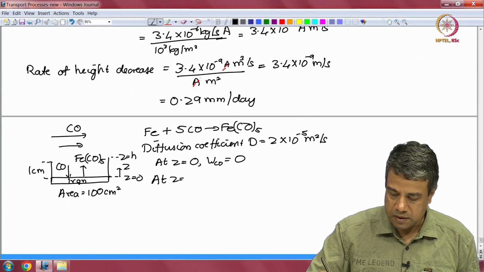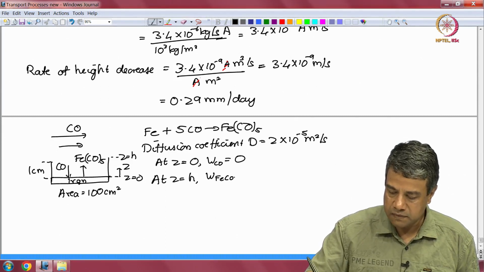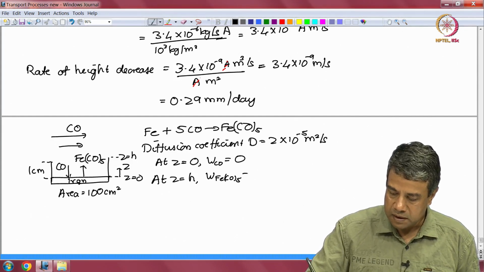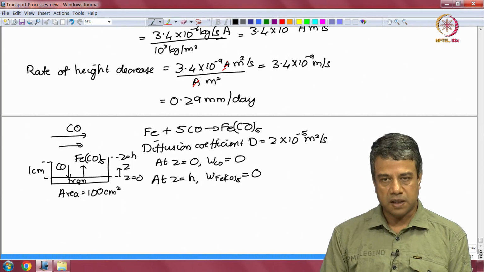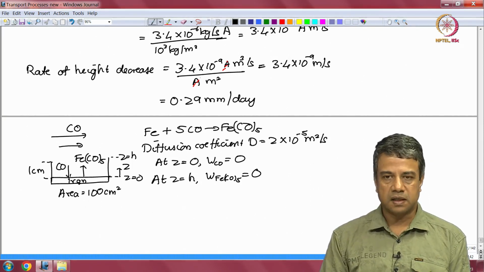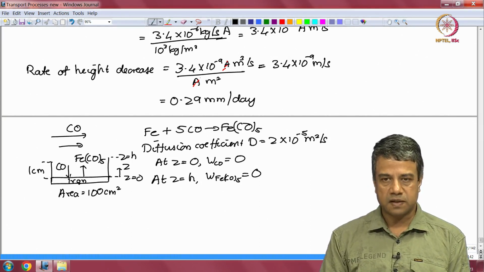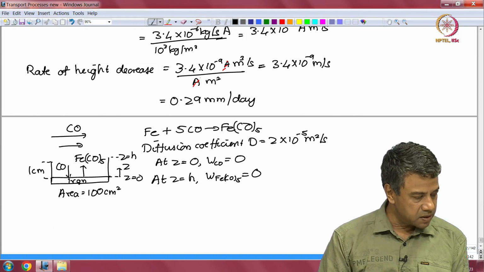And at z equal to h, the mole fraction of FeCO5 is equal to 0, because the carbon monoxide stream flow rate is sufficiently high that the fraction of the stream consisting of iron pentacarbonyl is small. Okay, so those are the boundary conditions.